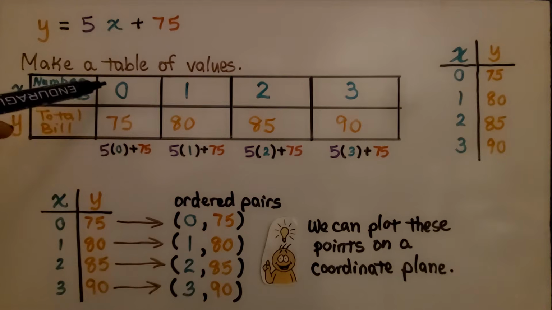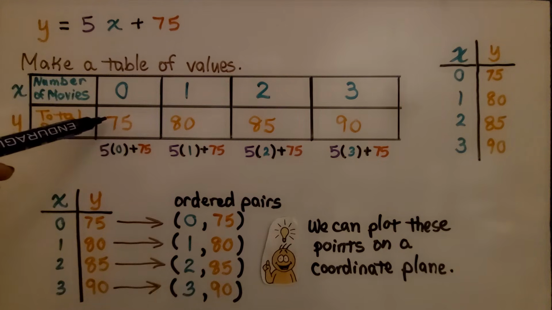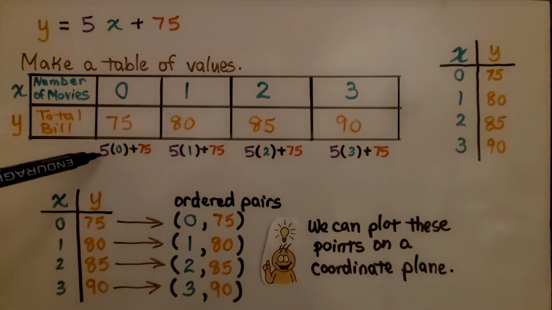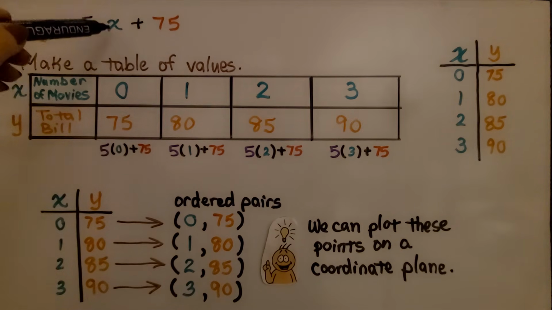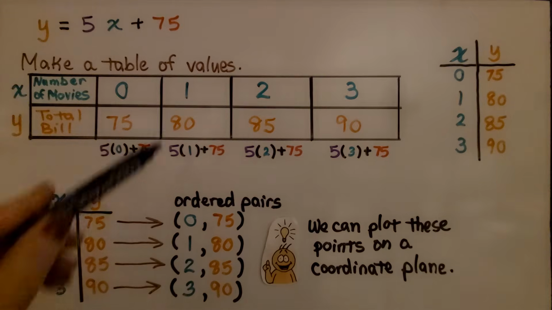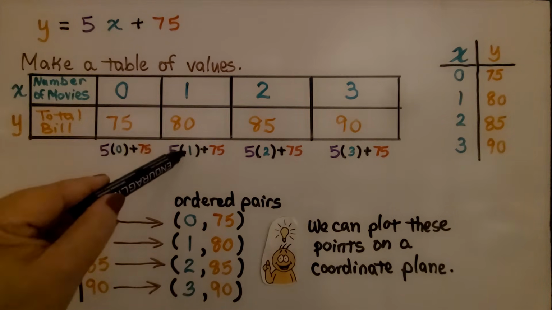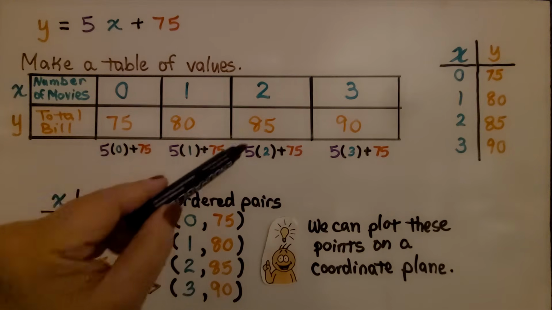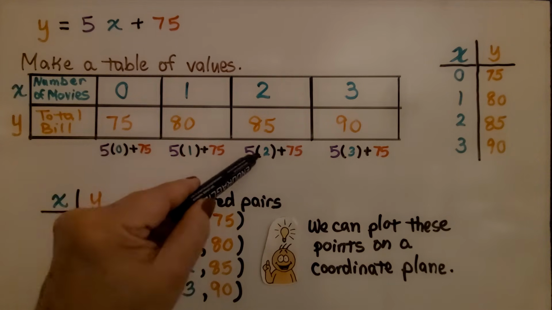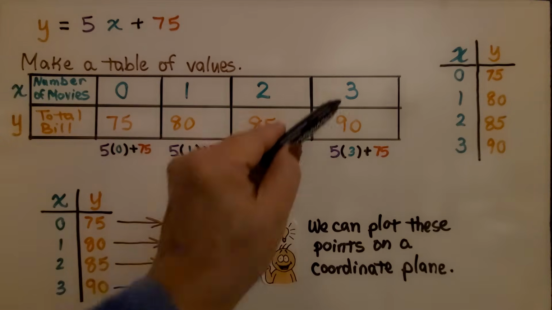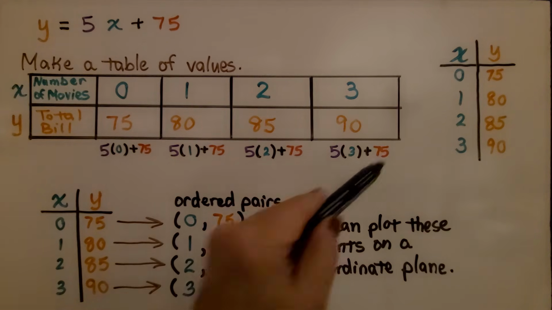If he rents 0 movies, then he's going to pay the regular amount of $75. We have 5 times 0 plus 75. If he rents 1 movie, then his cable bill will be $80. We do 5 times 1 plus 75. If he rents 2 movies, it's 5 times 2 plus 75. If he rents 3 movies, it's 5 times 3 plus 75.